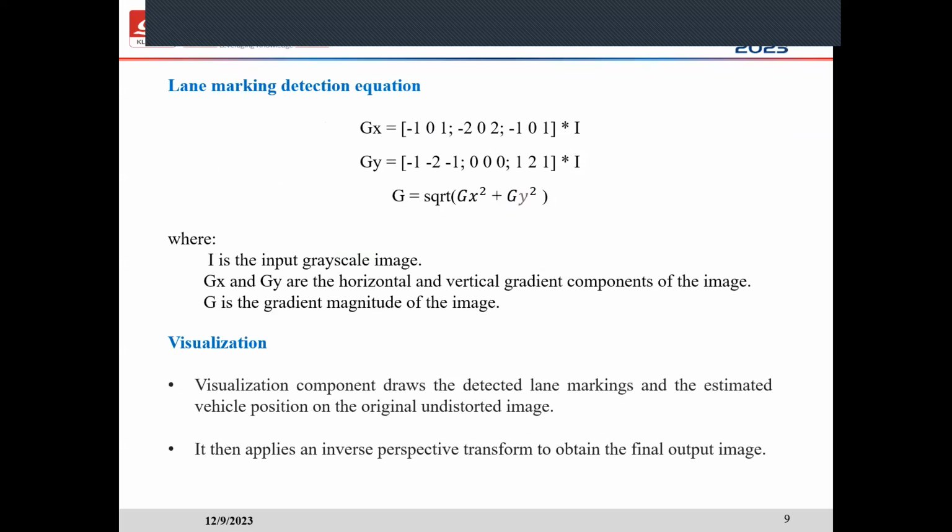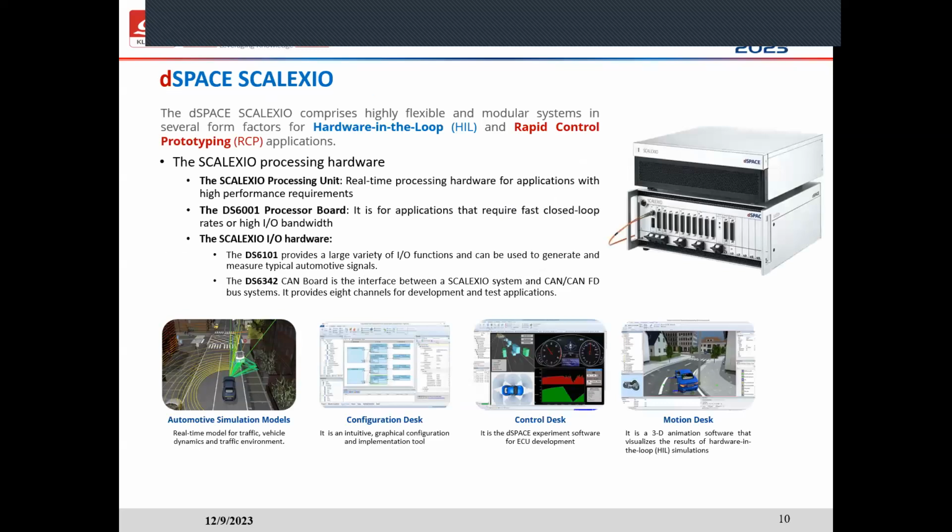And next are lane mark detection equations, which you can see, and then visualization. So next, this is a dSPACE hardware-in-the-loop (HIL) platform, which is a rapid control prototyping application for hardware-in-the-loop systems. So dSPACE gives us a HIL system for validating and testing of algorithms in scenarios.